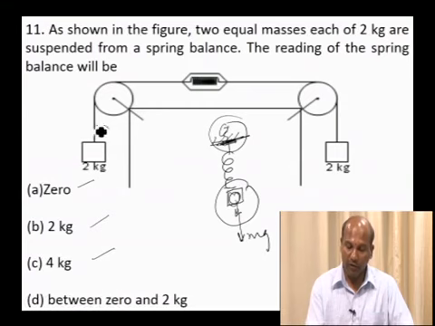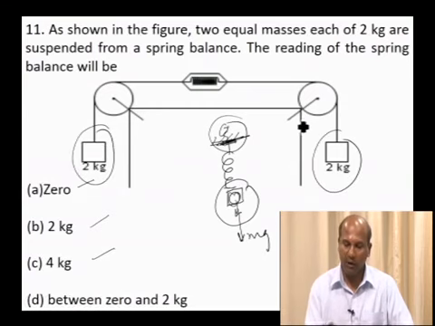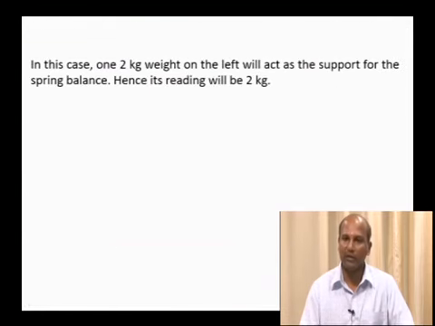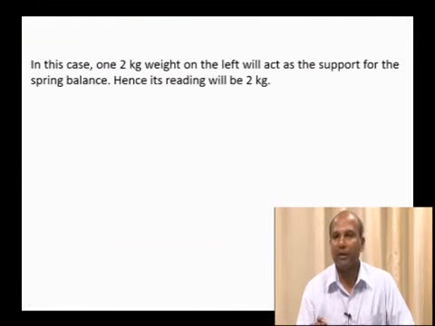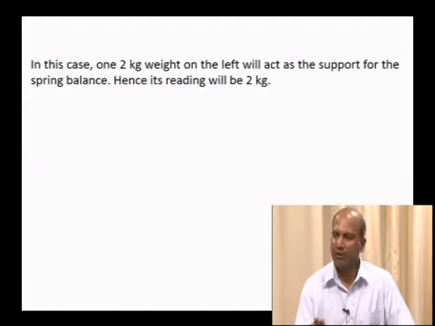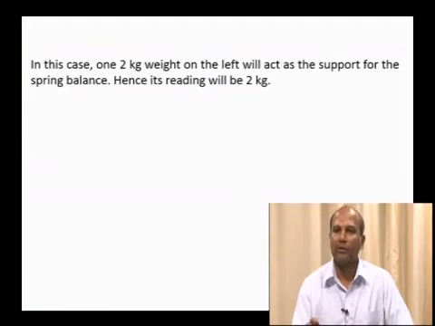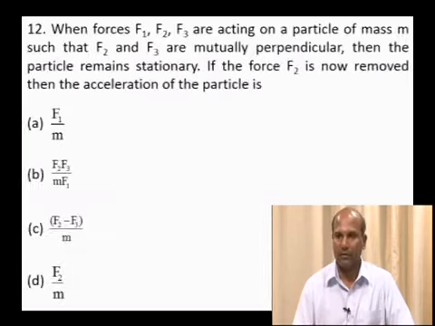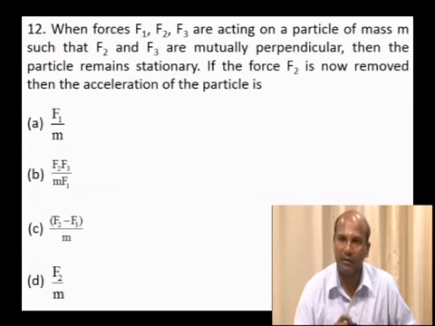So, of the 2 masses here, one of the masses is just like this holding thing that is happening there, and therefore the weighing machine would show only the 2 kg. So, in this case, the 2 kg weight on the left will act as a support, whether left or right, for the spring balance. Hence, its reading will be only 2 kg and nothing else. So, the concept is actually very important in the previous problem.